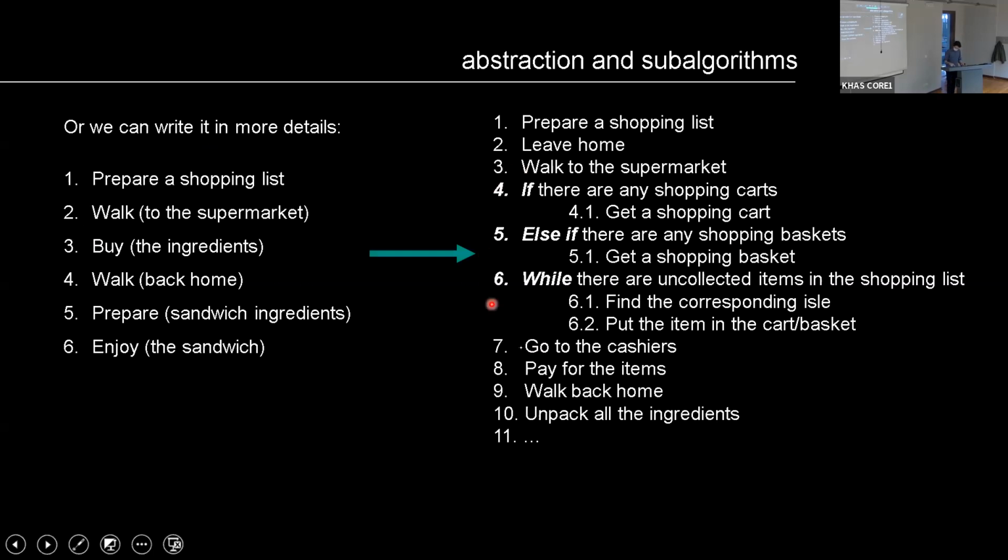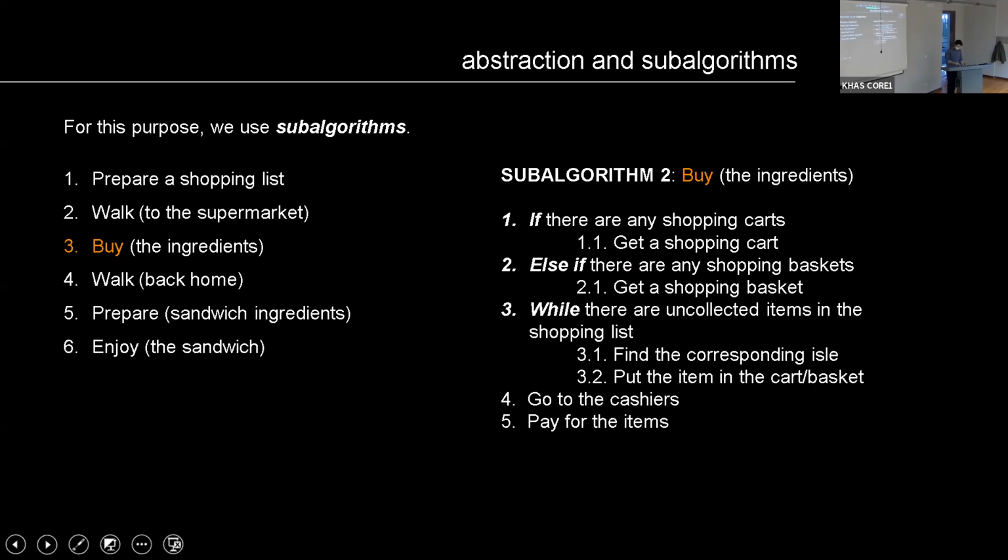That part here, I just took out from this long explanation and wrote it under sub-algorithm buy. If there are any shopping carts, get a shopping cart. Else if means there are no shopping carts. So if you are reading this part, you say if there are any shopping carts, get a shopping cart. And if you come to this point, you know that there are no shopping carts.